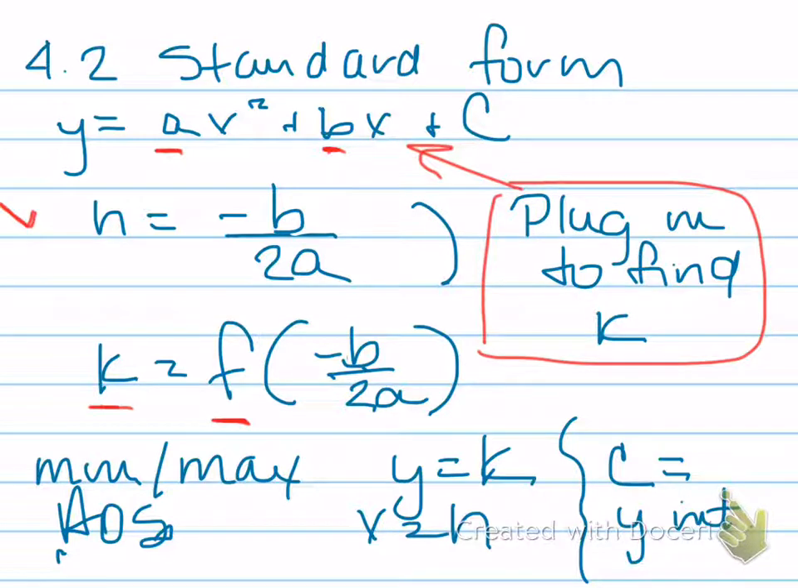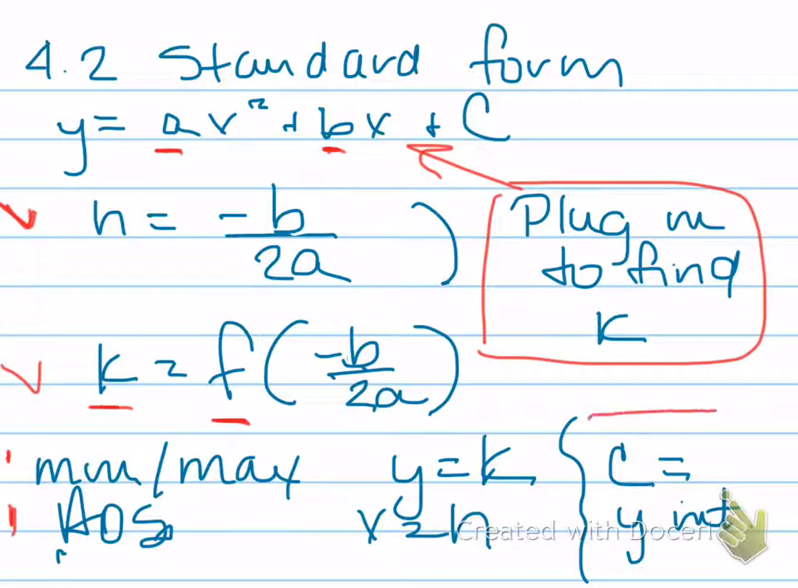Once we find out k, then we can determine if we have a minimum or a maximum, and what that minimum or maximum is, and then what our axis of symmetry is. These are all the same. Your minimum and maximum and your axis of symmetry, those are the same things. The h and k is your vertex, which we've been doing. So the only difference really is how we find h and how we find k.